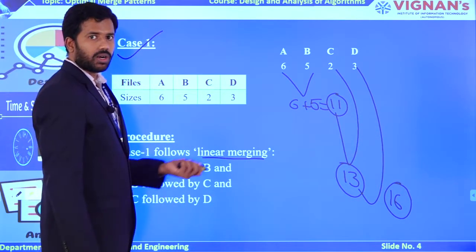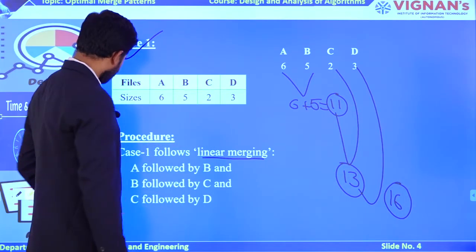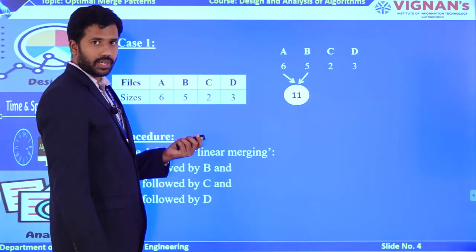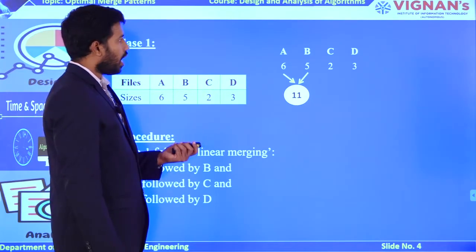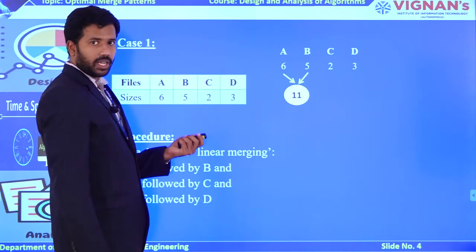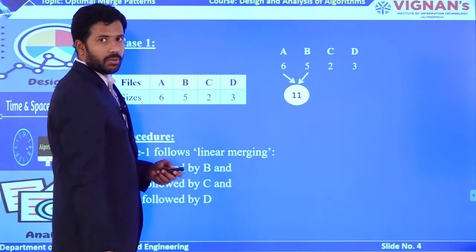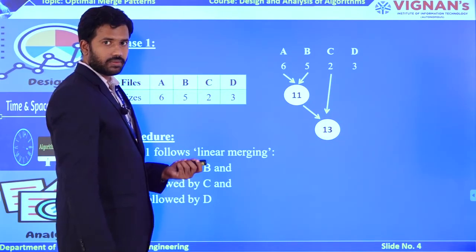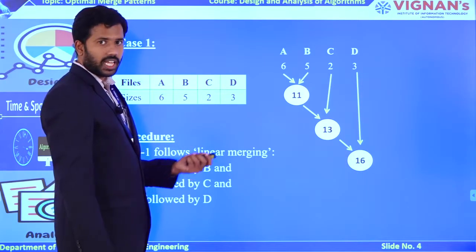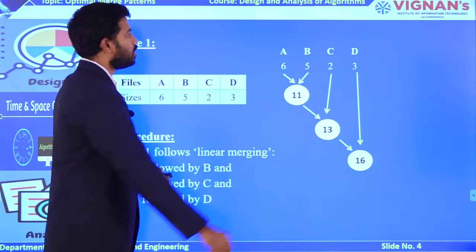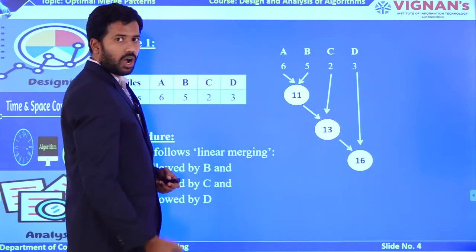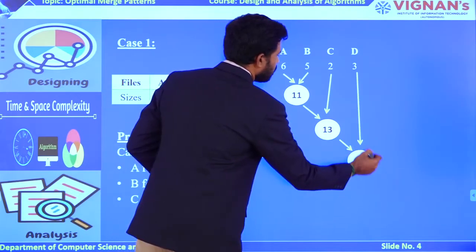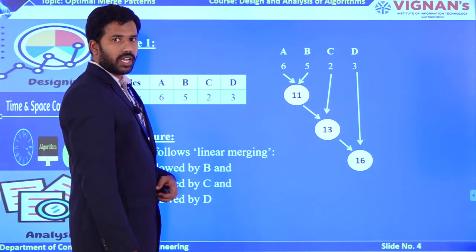Now observe the time complexity of this case. Initially I am merging A and B, and I get a time complexity of 11. The merged file size is 11, and this merged file contains both A and B. That will be merged with file C, and that will be merged with file D. So you have a tree structure. Initially you have 4 files, and after applying this merging technique in a linear way from left to right, I get the final merged file with a size of 16.